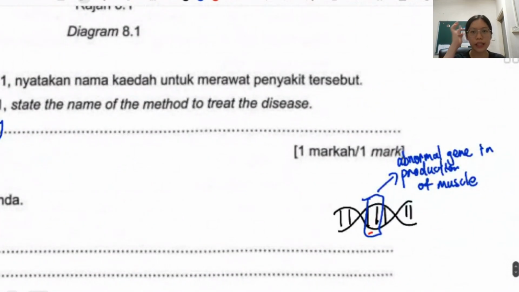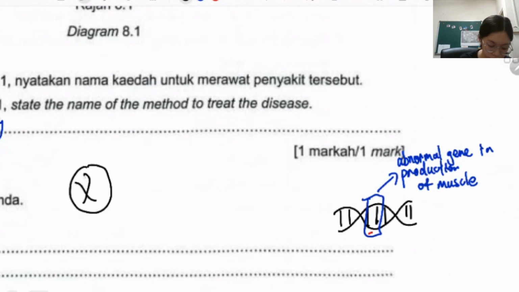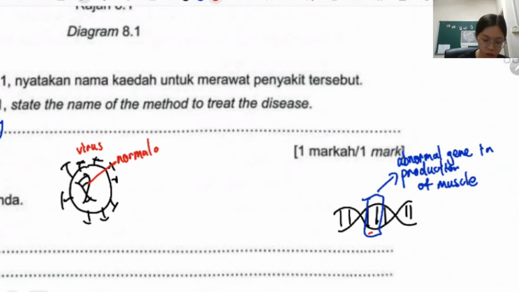Okay. First of all, they will identify the abnormal gene involved in the production of muscle. Later on, they will basically insert this. Okay, this is the virus. Very ugly, this virus. Because they want to transport this gene. How are they going to transport it? They use a virus called adenovirus. So this virus carries a normal gene, which is going to replace the abnormal gene now.